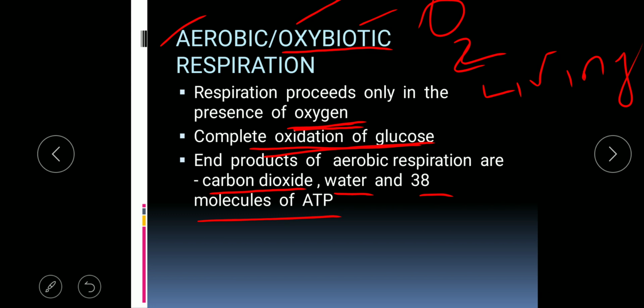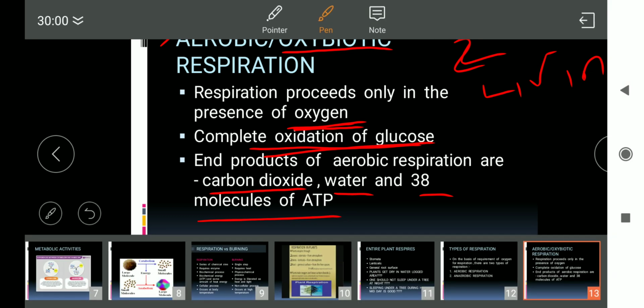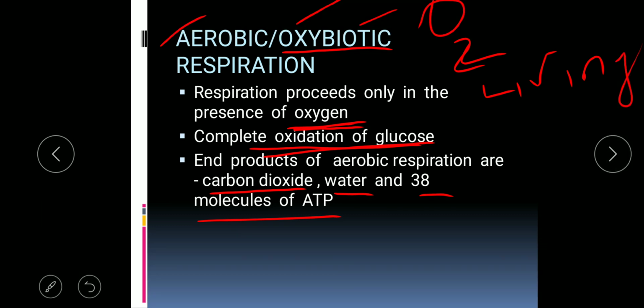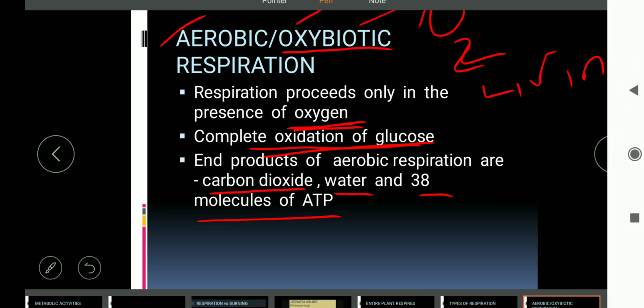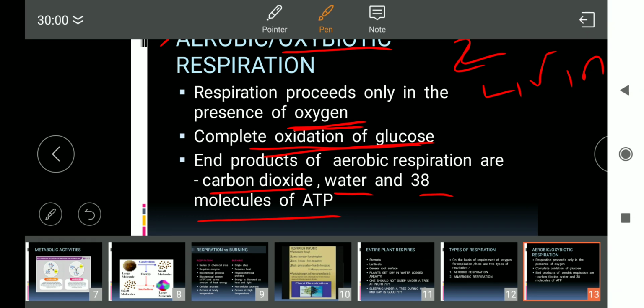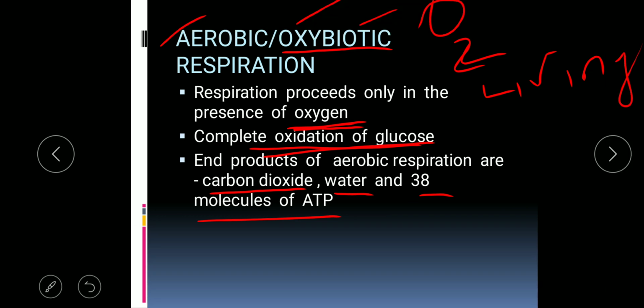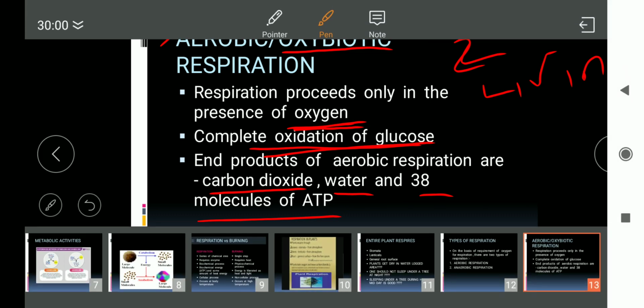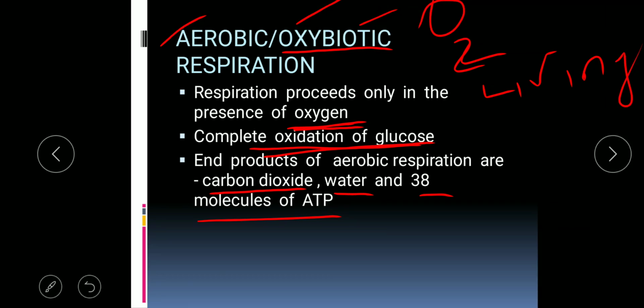So, the first type of respiration on the basis of the requirement of oxygen is aerobic respiration. It is also known as oxybiotic respiration. Why? Because this respiration occurs in the presence of oxygen among living organisms. It will proceed only in the presence of oxygen, with complete breakdown or complete oxidation of the glucose molecule. The end products are carbon dioxide, water, and 38 molecules of ATP.